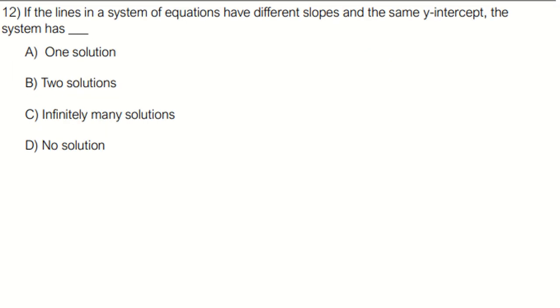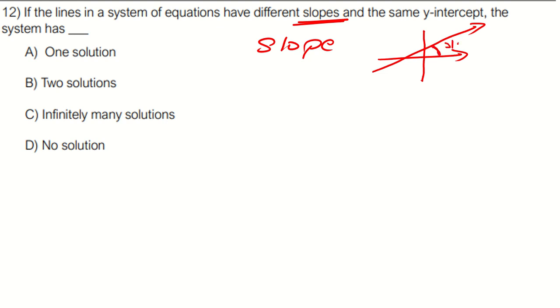Okay. Next is if the lines in a system of equations have different slopes. Slope, I told you, is the inclination with the x-axis, or rise over run. So you can have it like this. This is the slope, the angle it makes with the x-axis. So this is called slope or inclination.